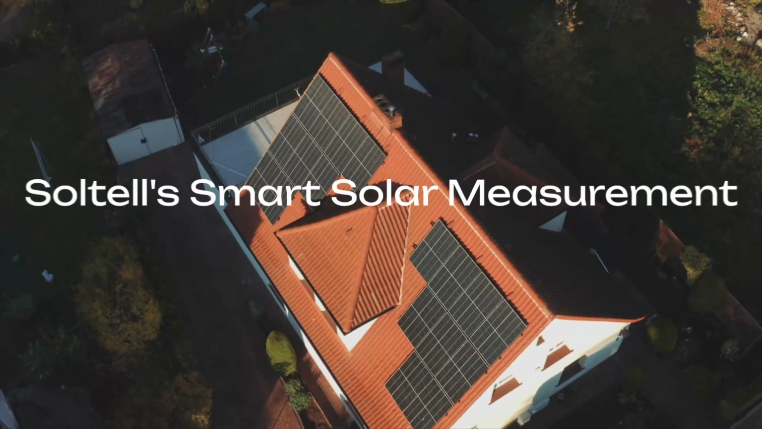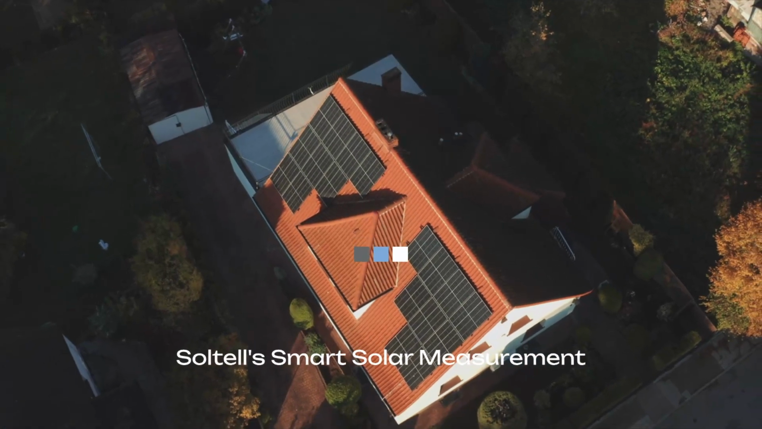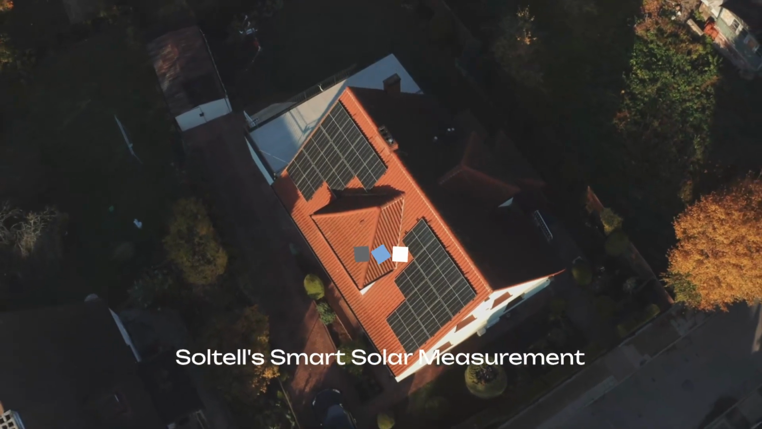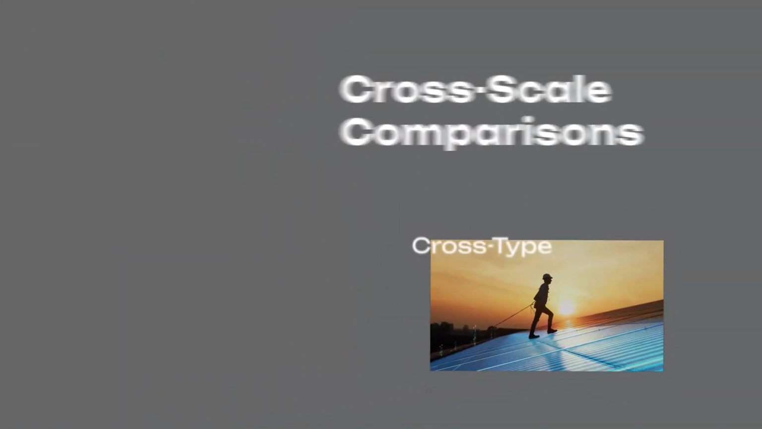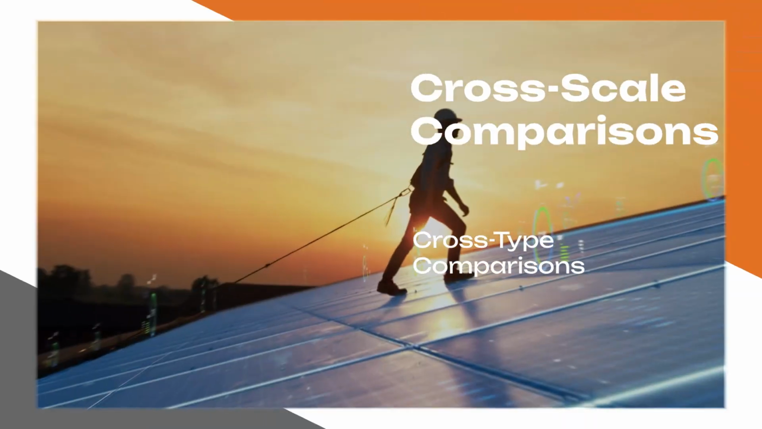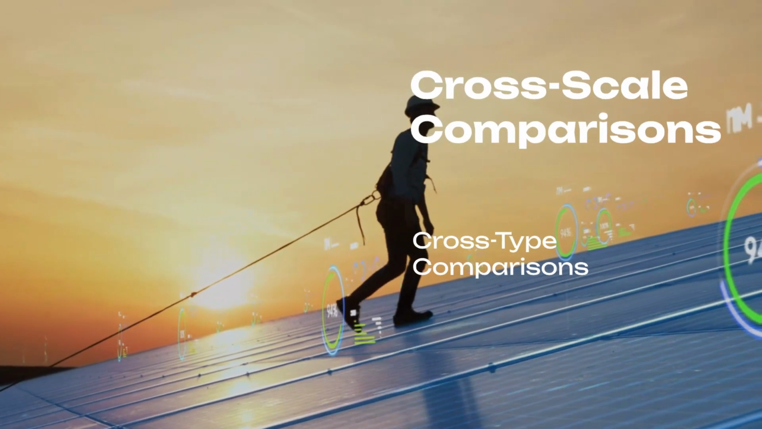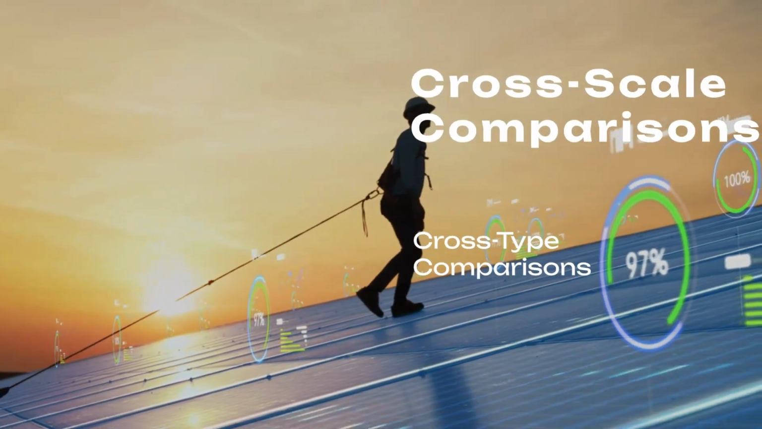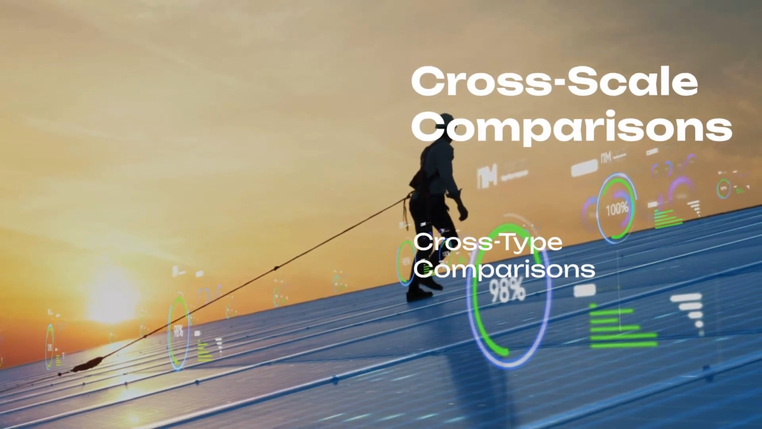Soltell Systems provides real-time automatic assessment of operational availability for the distributed solar PV segment with the SysMap set of solutions. Availability indicators enable cross-scale and cross-type comparisons of PV systems on an intuitive percentage scale. This approach enables accurate assessment of potential losses and their effect on investment feasibility.